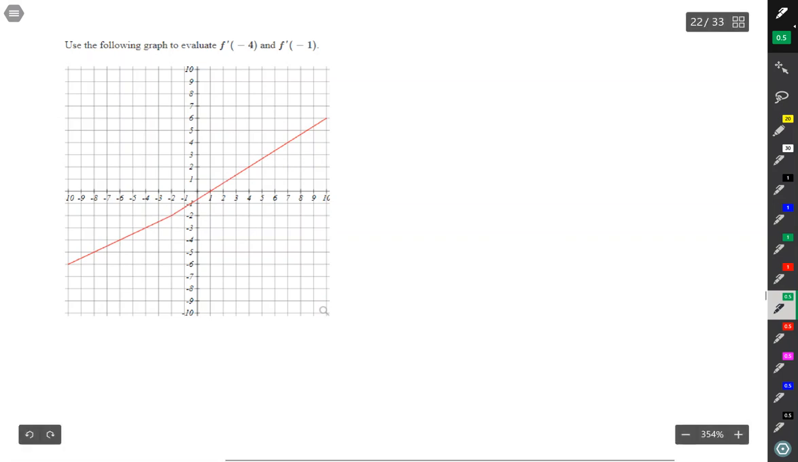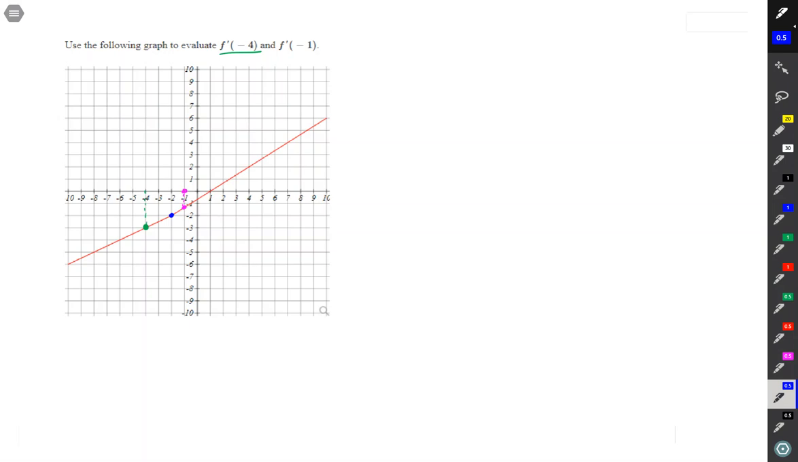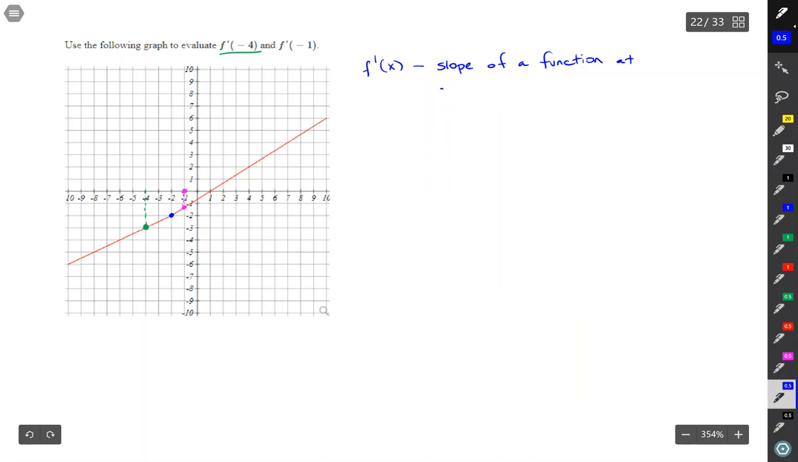Now the points in question are the points -4, so here's x equals -4, and the other point is -1. So here's -1. And they're actually on opposite sides of that break, okay? Now, the derivative of a function gives the slope of a function at any point x.